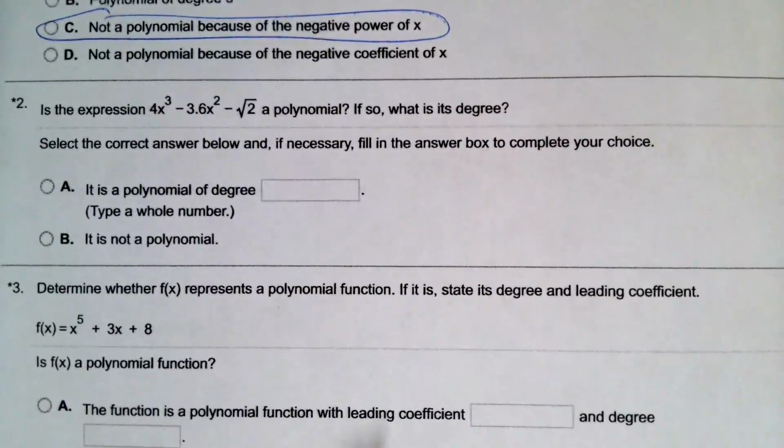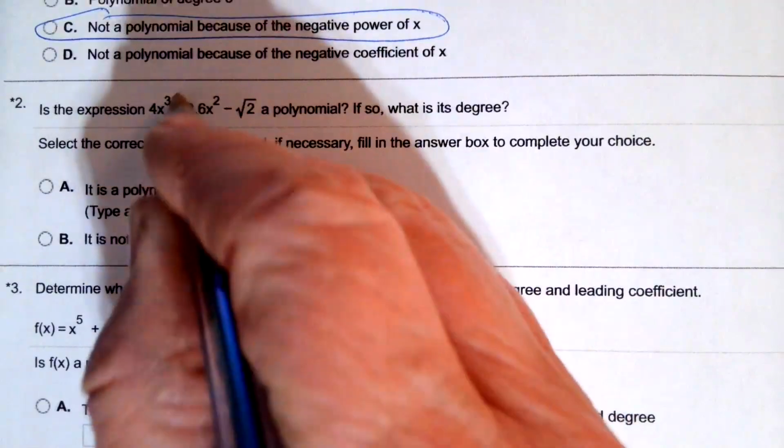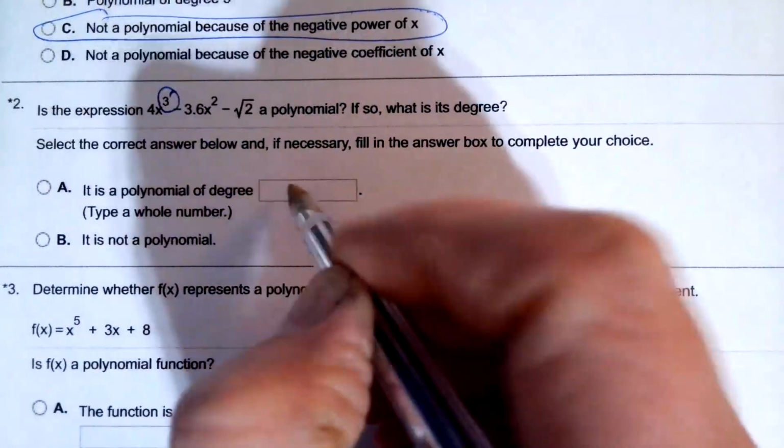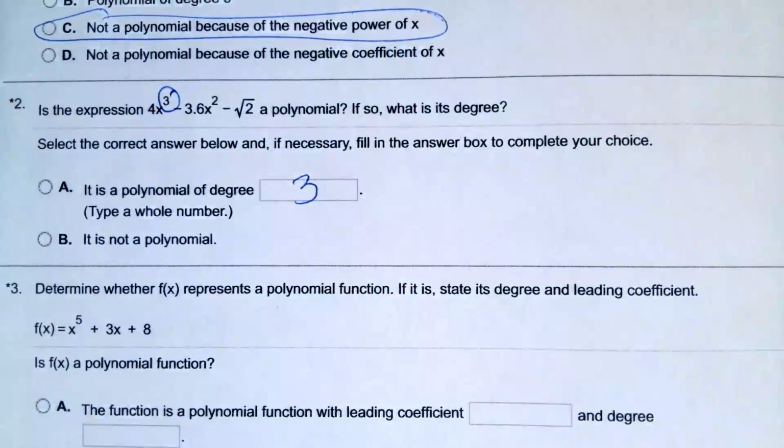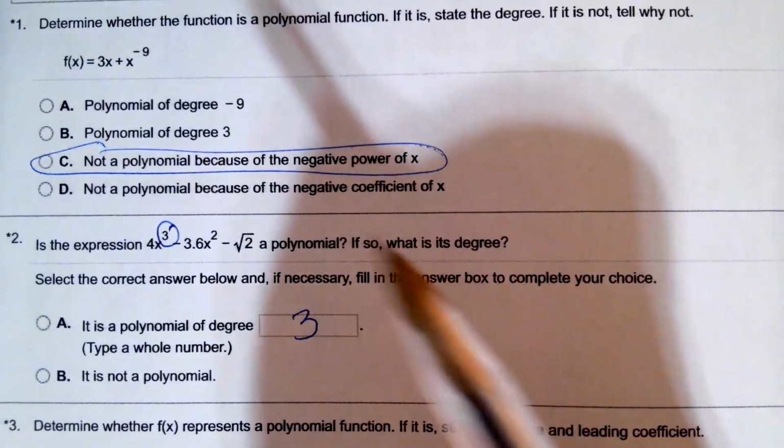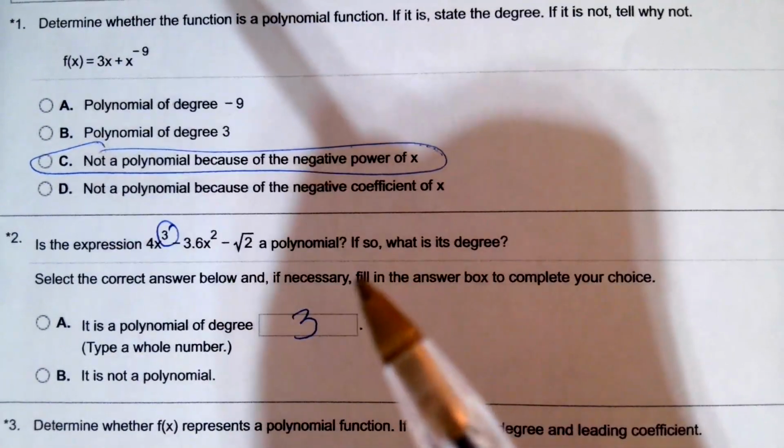Number 2 says, is this a polynomial? If so, what is the degree? And it says it is a polynomial of degree 3. A polynomial cannot have negative exponents. It can't have fraction exponents. Those are your rules for polynomials.